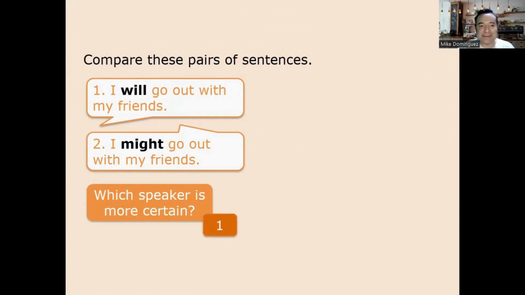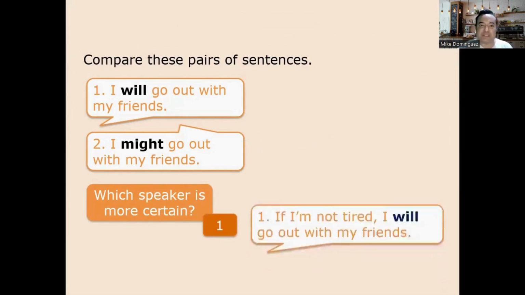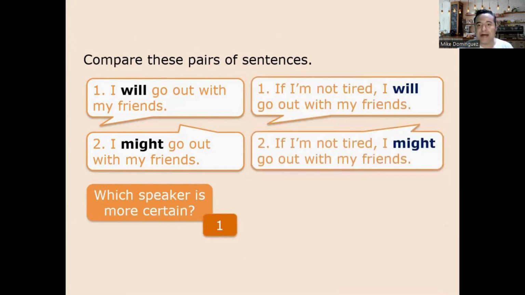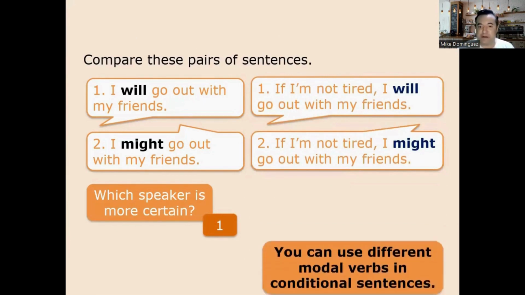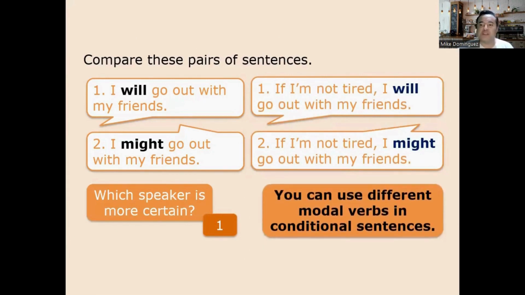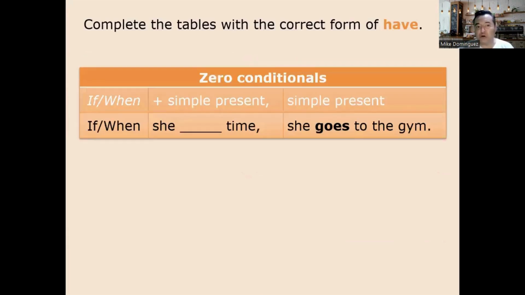Which speaker is more certain? Number one is more certain because it's using will. Might is possibility, remember. Okay? If I'm not tired, I will go out with my friends. If I'm not tired, I might go out with my friends, right? So we can use different modals, will or might, to complement.